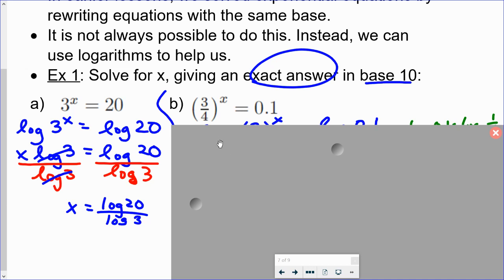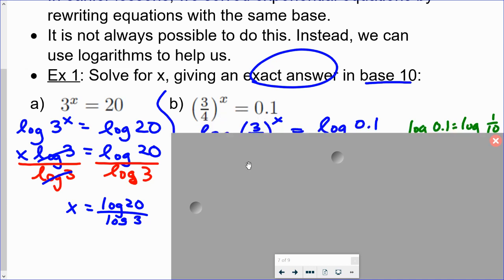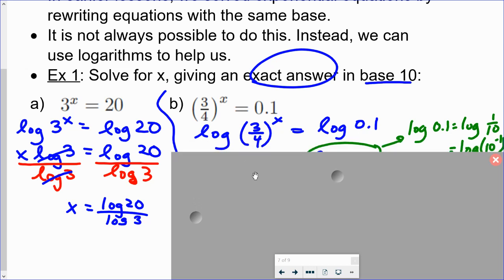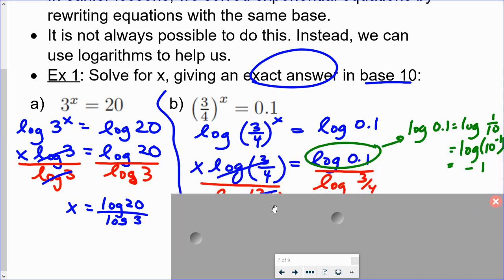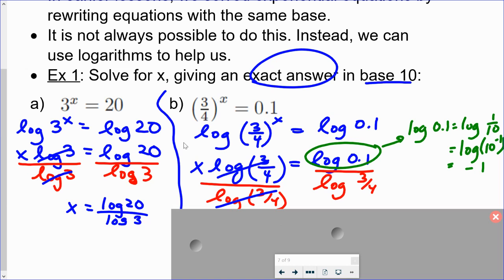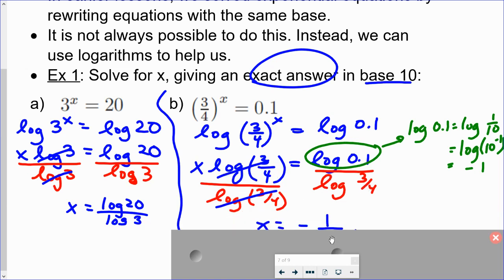I can do the same thing with this question here. (3/4)^x equals 0.1. I'm going to take the log of both sides. That's going to help me drop that exponent in front. Okay, so I get x log 3/4 is equal to log of 0.1. And I can divide both of those sides by log of 3/4.